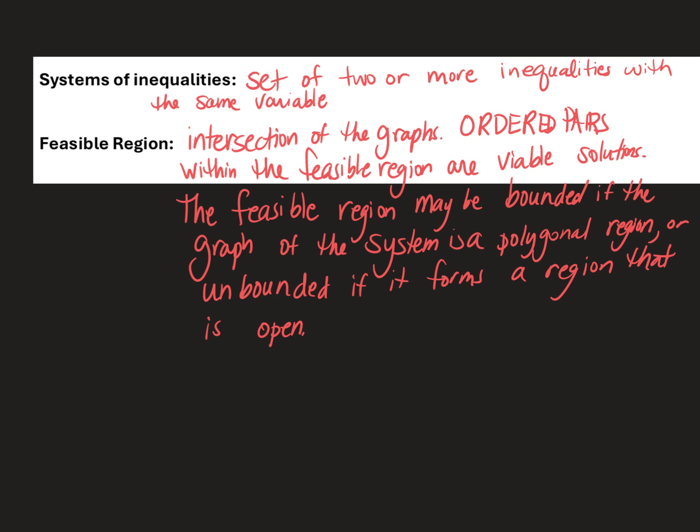So the feasible region is an intersection of the graphs. Ordered pairs within the feasible region are viable solutions. The feasible region may be bounded if the graph of the system is a polygonal region, or unbounded if it forms a region that is open. And you should write down everything that I have written down for that definition for feasible region.